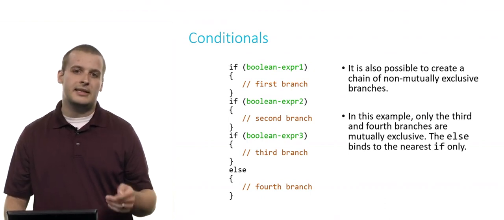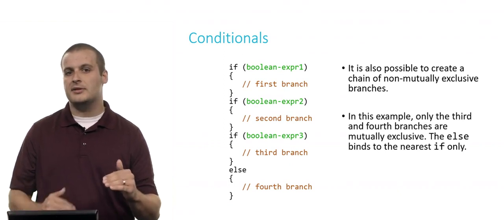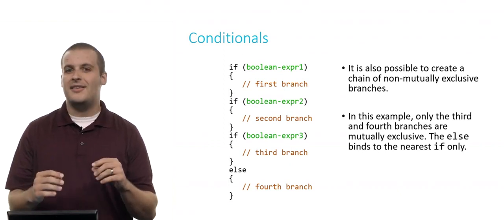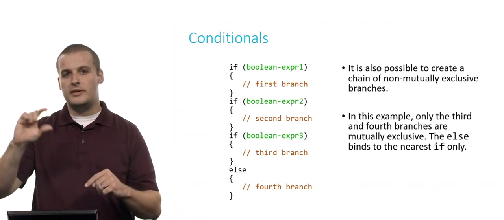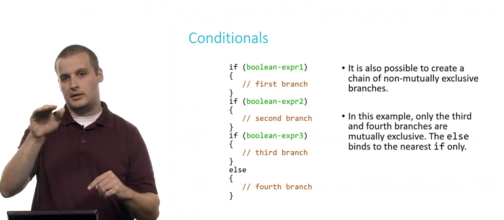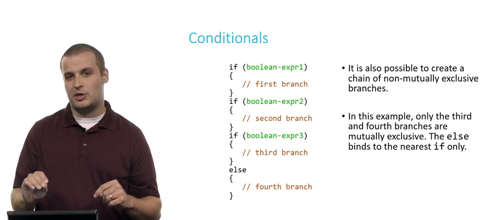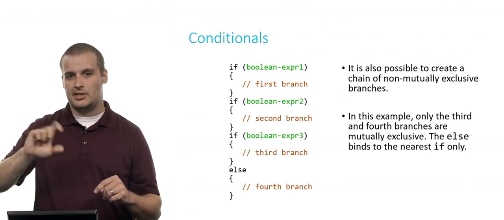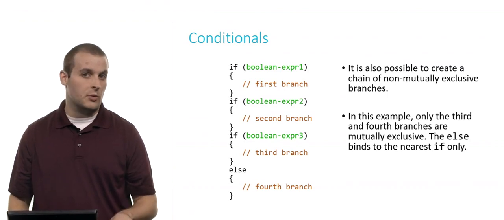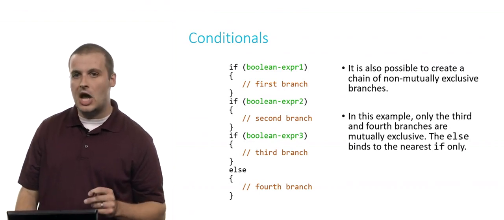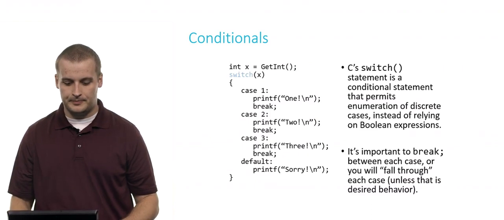The reason for this is that the else will only bind to the nearest if. So even though there's an else here, that doesn't necessarily create a mutually exclusive chain of everything. It's only that the expression there with Boolean expression 3 is mutually exclusive with the else. So it is possible, and sometimes quite useful, as I said, to create a chain of not mutually exclusive branches.